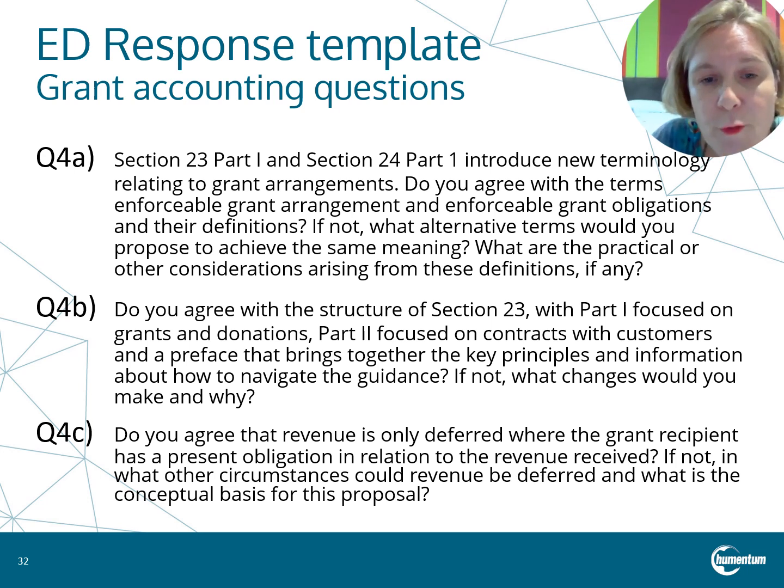So question 4A, section 23 part 1 and section 24 part 1. 23 is on revenue and 24 is on grant expenses. They introduced some new terminology relating to grant arrangements. Yes, we've been through some of that jargon. Do you agree with the terms enforceable grant arrangement and enforceable grant obligations and their definitions?